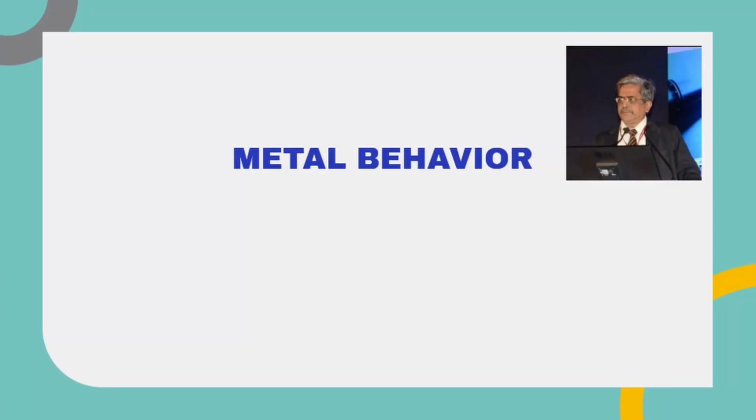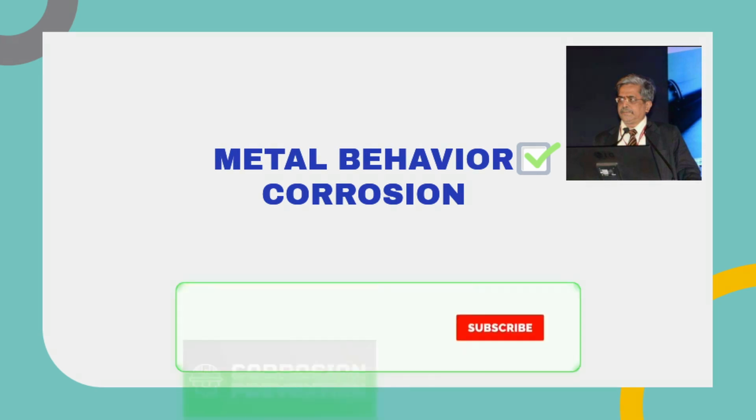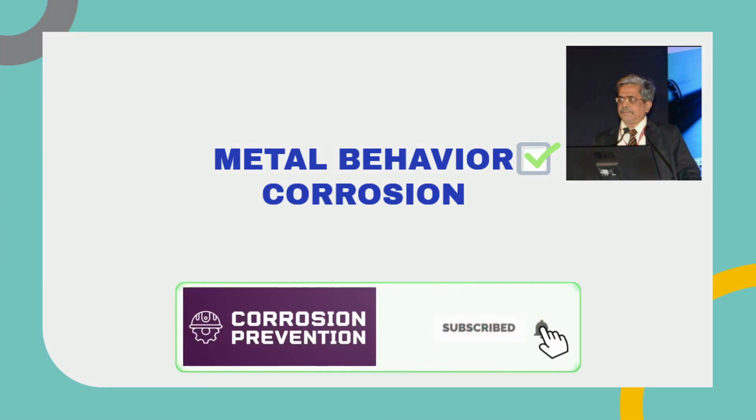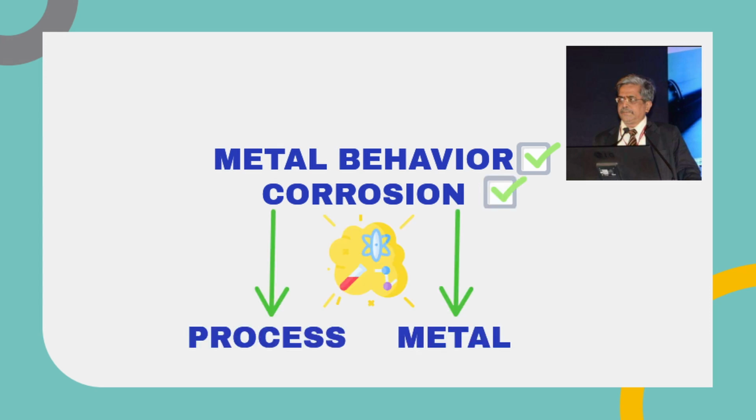Before I discuss corrosion, it is essential to explain metal behavior. Friends, first thing, corrosion is a result of electrolytic balance in nature. So corrosion can only be prevented, it cannot be stopped. Now corrosion is a result of reaction between process and metal. Hence, first I will explain different material and metal behavior.